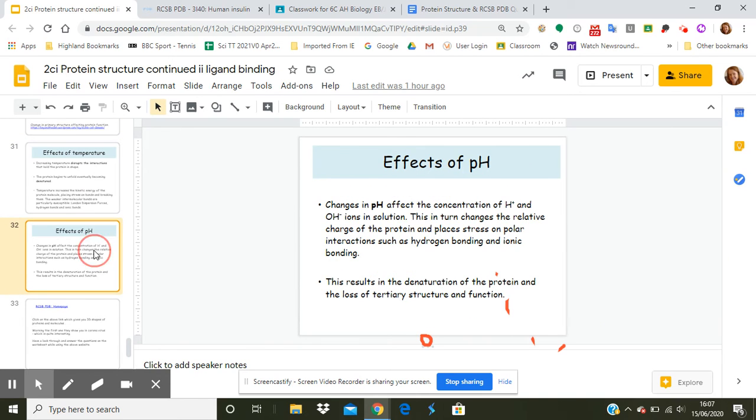This should not be new to you, but denaturation with temperature and pH, so have a look at that.